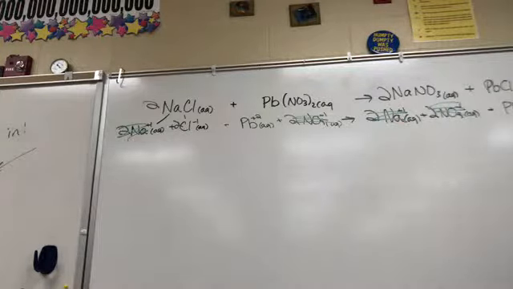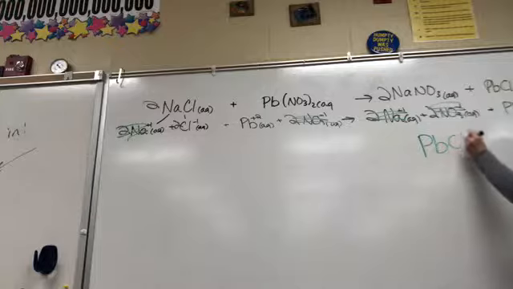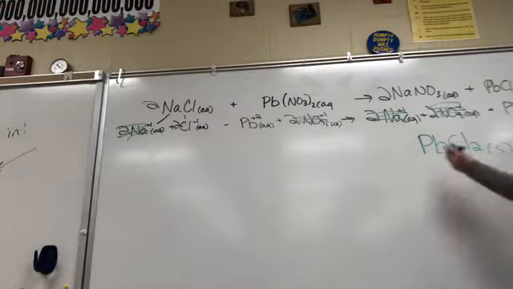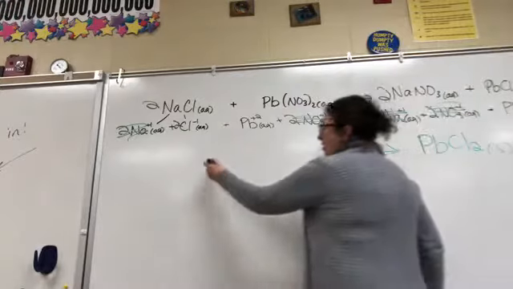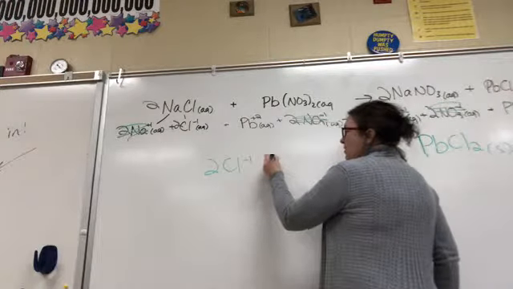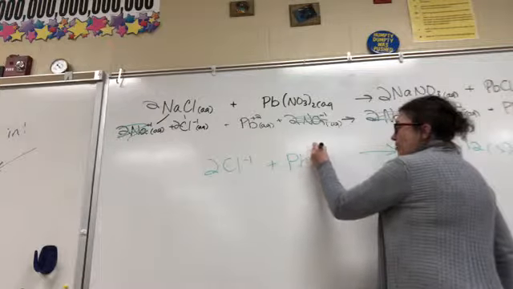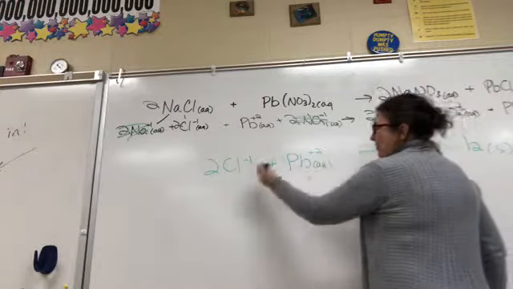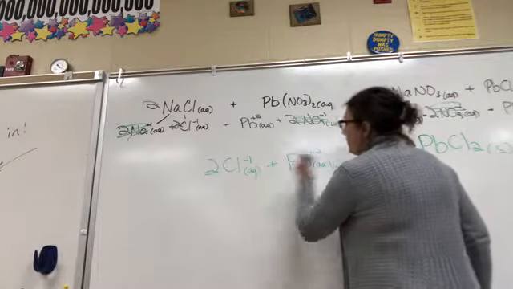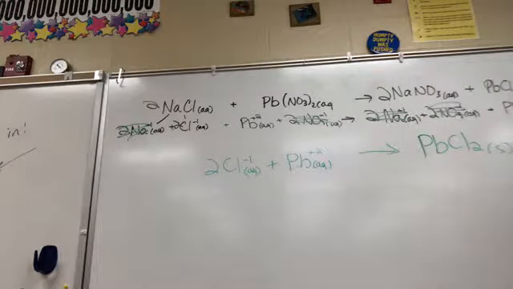The sodium and nitrate are spectator ions. They have no effect on the reaction. They have no effect on this being made. They're just there. So this is what's being made. PbCl2, solid. And the two things that make it up are 2Cl -1 plus Pb +2. And these guys are both aqueous. We're just showing the parts that come together to make the product I want. This is called a net ionic equation. It tells us what we really need to know.